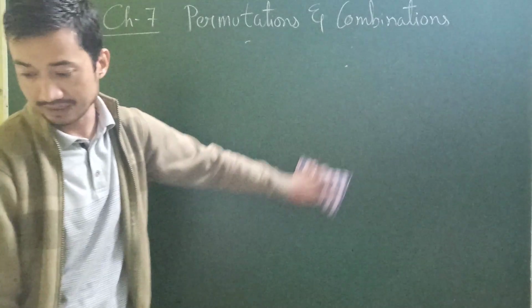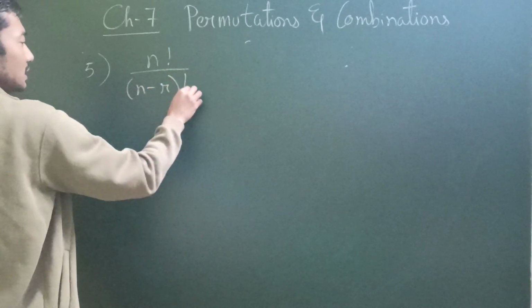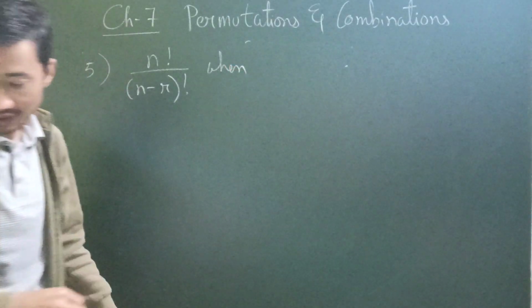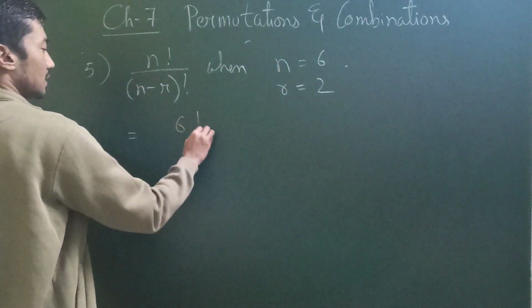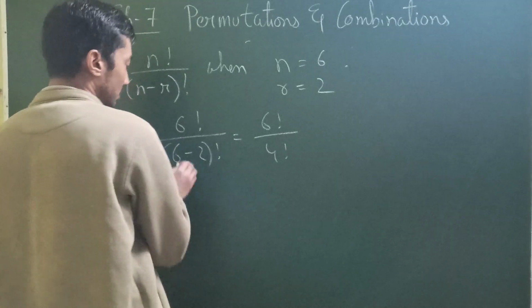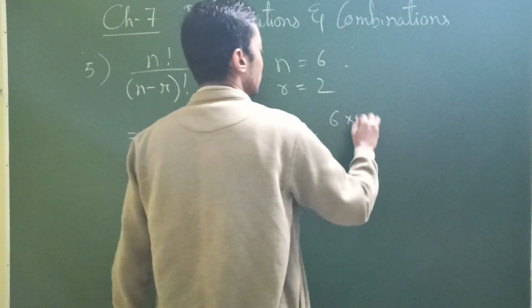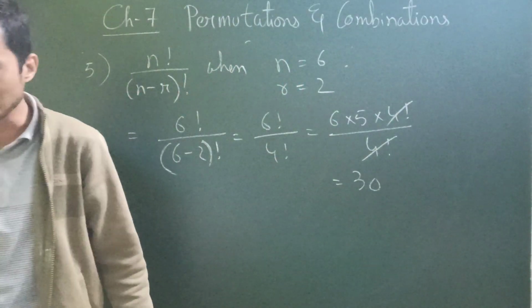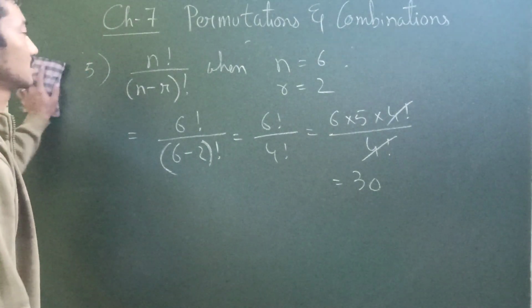Alright, just one last question, question number 5. N factorial upon n minus r factorial. There is a formula, we will be very soon learning this particular formula. Question is, evaluate this value when n is 6 and r is 2. Let's substitute: 6 factorial upon 6 minus 2 factorial. So that's 6 factorial upon 4 factorial. This I can subtract because this is inside the bracket of the whole term factorial. 6 into 5 into 4 factorial upon 4 factorial, 4 factorials cancel, 6 5s are 30.